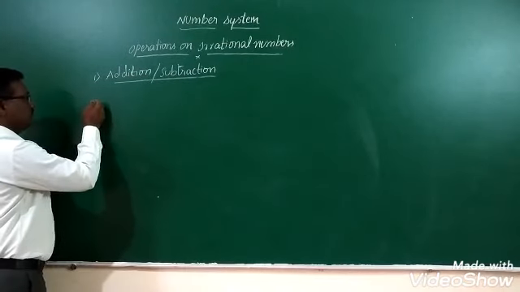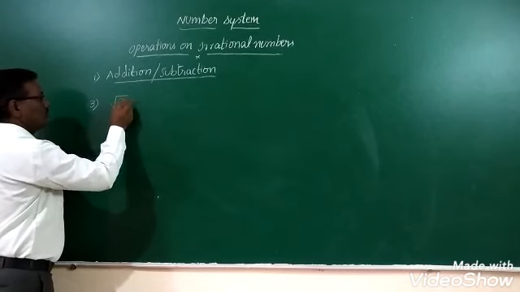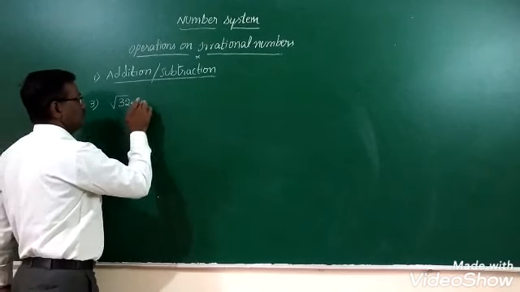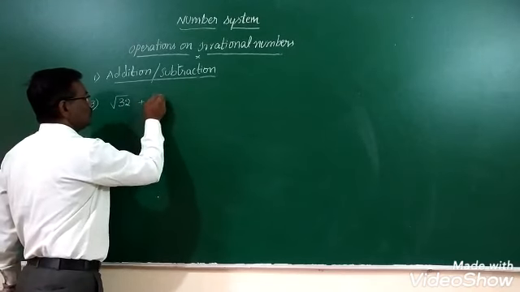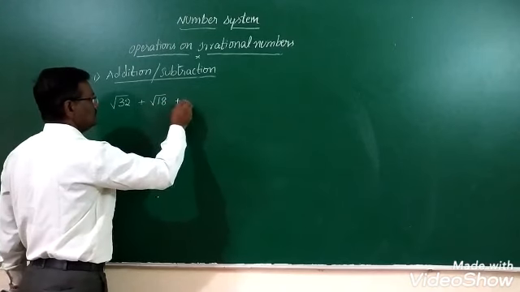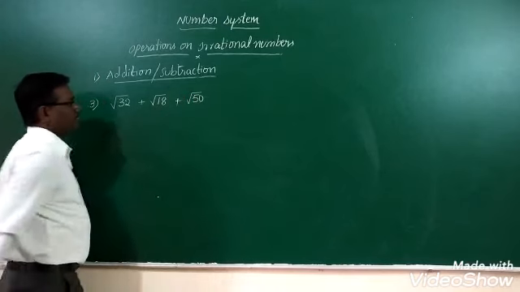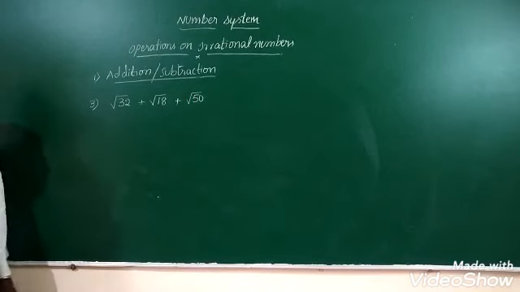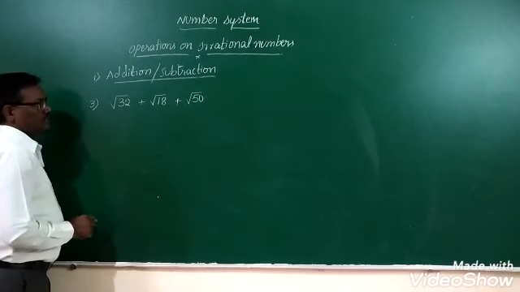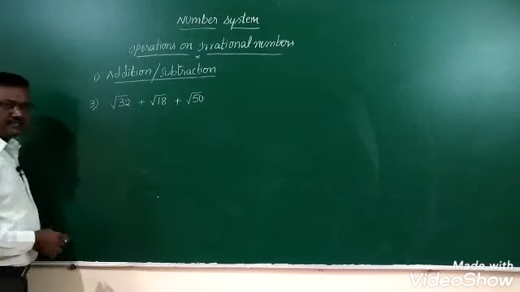Third problem. Root 32 plus root 18 plus root 50. First, we have to simplify these terms. Right now? So root 32 and root 18, root 50 we can simplify first.